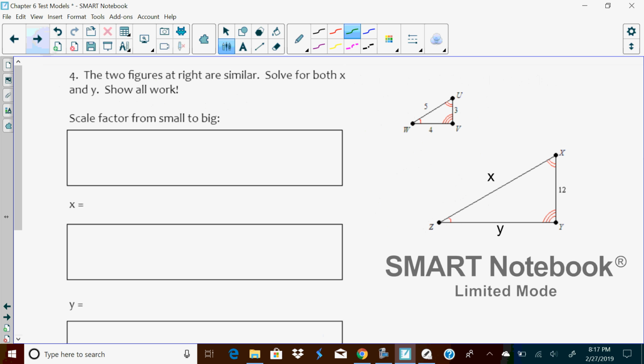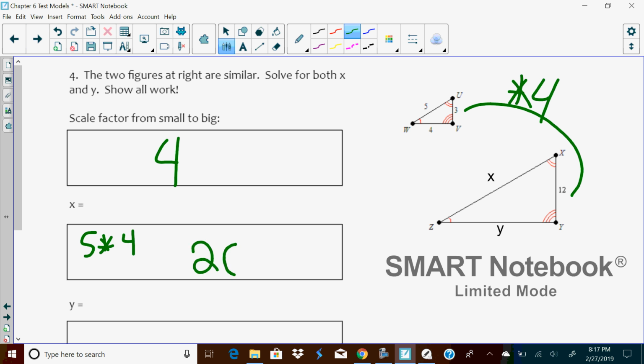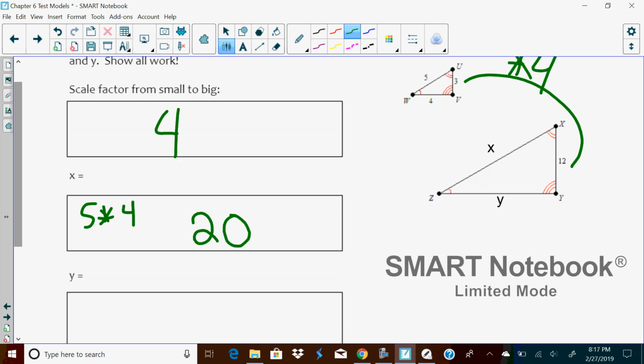Okay. And then in this last example, I want to figure out the scale factor between the two shapes. So I look at the ones I have, 3 and 12. So I know I multiply 3 times 4 to get 12. So my scale factor is 4. So then I want to find x and y. So I do 5 times 4. So x is going to be 20. To find y, I do 4 times 4, which is 16.